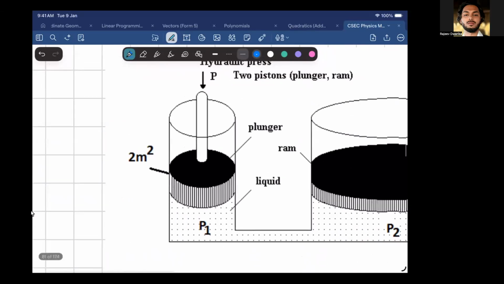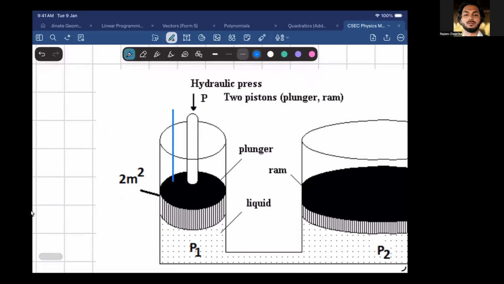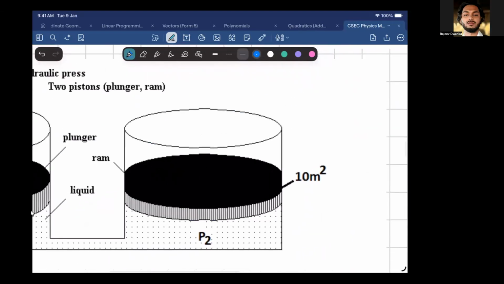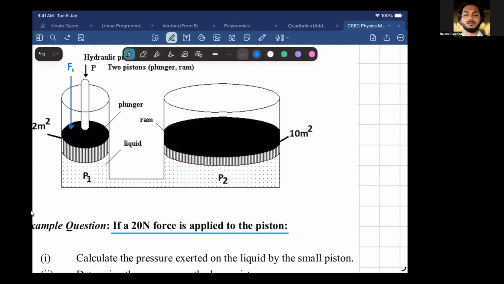Correct. So let me just do some labeling here. The force on this, I would call that F1, correct? And I would call this distance D1. If I'm pushing down on this plunger, would this plunger be pushed down or pushed up? It'll be pushed up. With a greater distance or lesser distance? Less. Perfect. And the force, we know the force is going to be a lot more.